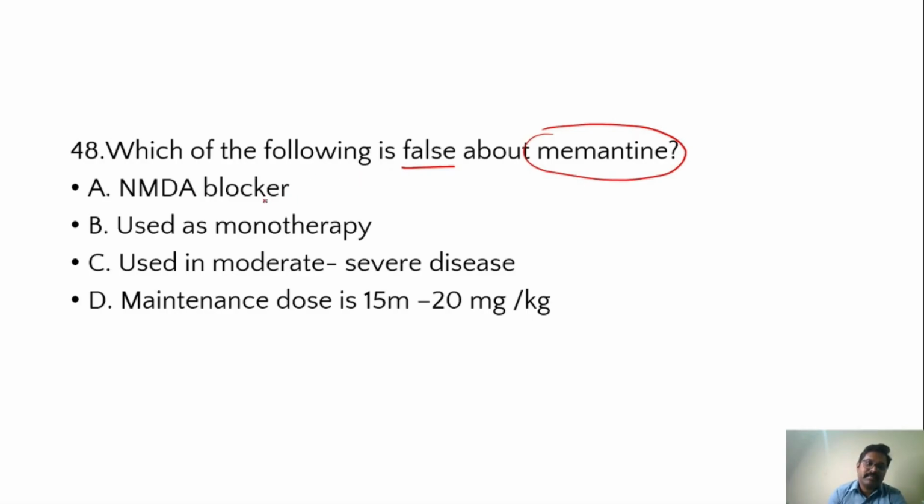So what is true: memantine is an NMDA receptor blocker. It is a glutamate receptor blocker. It is used as monotherapy. Yes, it can be used as monotherapy, or it can also be combined with anticholinesterase. It is used in moderate to severe disease. Yes, it is correct. It is used in moderate to severe Alzheimer's disease.